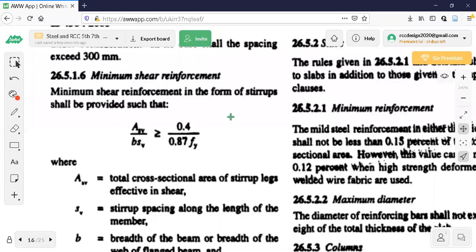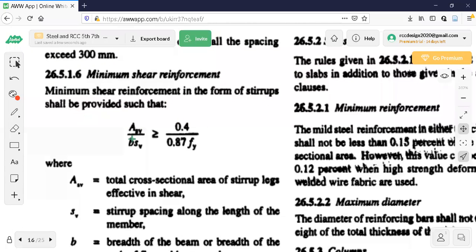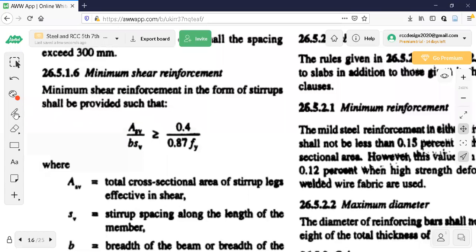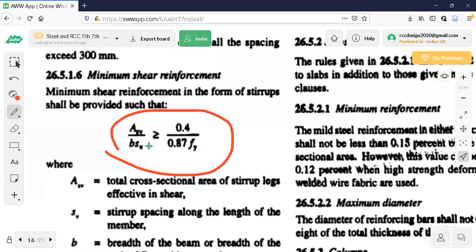Minimum shear reinforcement in the form of stirrups shall be provided such that this formula is satisfied. This is what I used there actually. I used this formula only. ASV by BSV is equal to 0.4 by 0.87 Fy. Here in this formula, I try to find out SV. All other things are known there. So this SV and that SV are compared, whichever is smaller is selected.